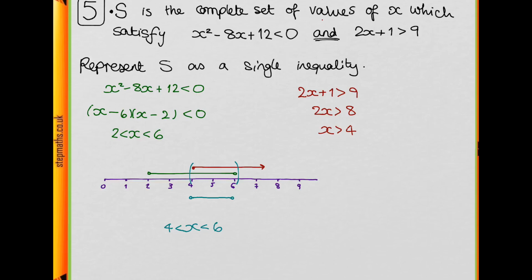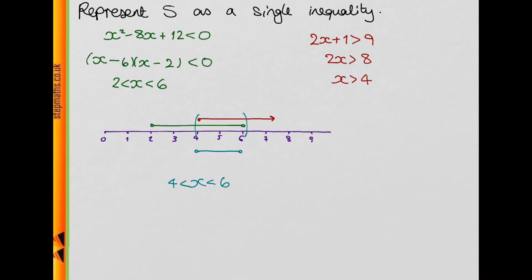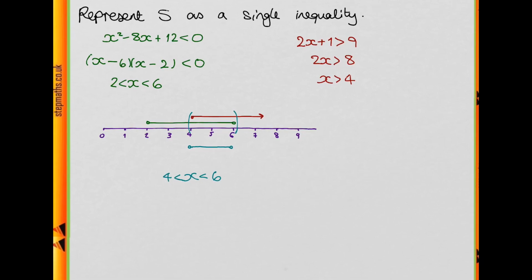We need to almost go back towards the quadratic, something like this. So we want to know which quadratic inequality will give us values of x between 4 and 6. You might like to draw a graph for this, or you might be able to see quite quickly that the quadratic we want is going to be this.